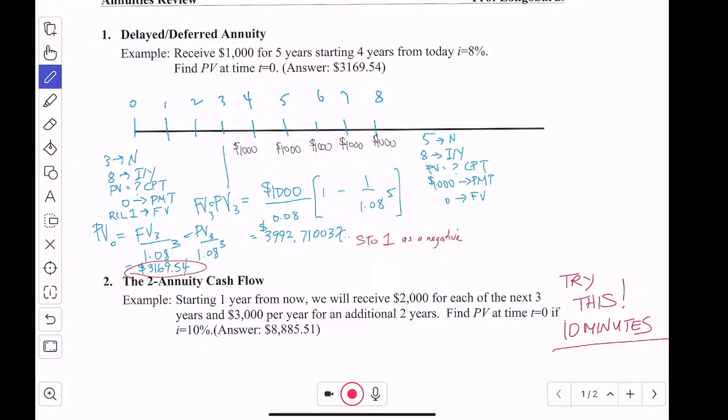All right, let's get going on this. Starting 1 year from now, we will receive $2,000 for each of the next 3 years and $3,000 for an additional 2 years. So let me draw that. Again, I asked you to use annuities. This is for practice. I want to make that in a different color. Black.